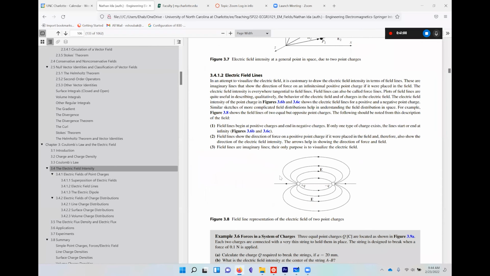Let's see. We can solve a number of problems. I wanted to get into a particularly useful problem that is going to show up later, which is the electrical dipole. I guess before I get into the dipole, let's do maybe another example first. See if there's an example I want to do.